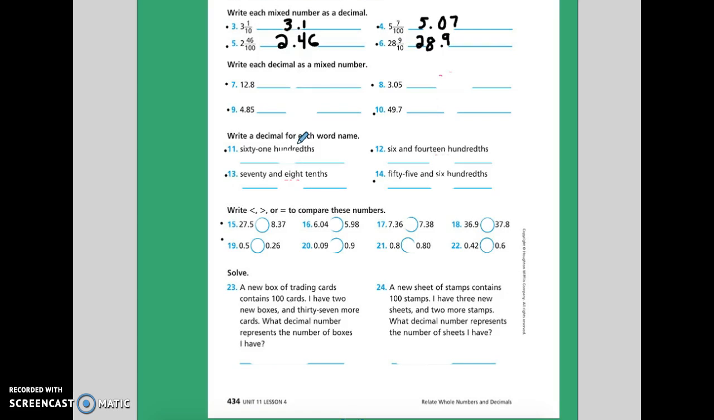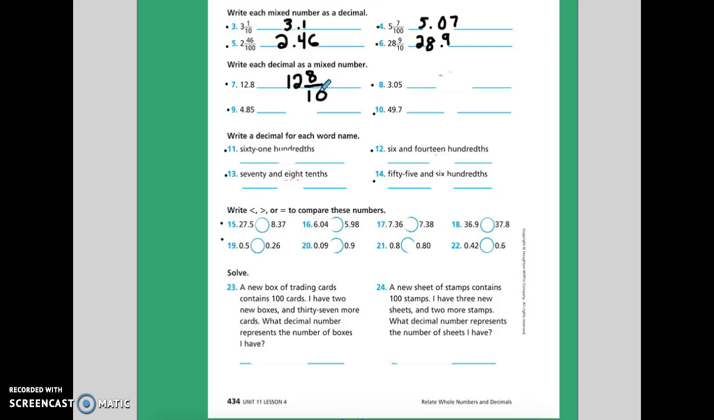Let's go ahead and work on these ones. Now it says write each decimal as a mixed number. So now we're just going to do it backwards. Okay, I'm going to look and I say, oh, 12.8, and I know that place value is tenths. So I'm going to write 12 as my whole number in my fraction. And I know that this 8 is in the tenths spot, which makes it really easy. I'm going to put that on the top of the fraction. And since it's in the tenths spot, I got to write 10 down here.